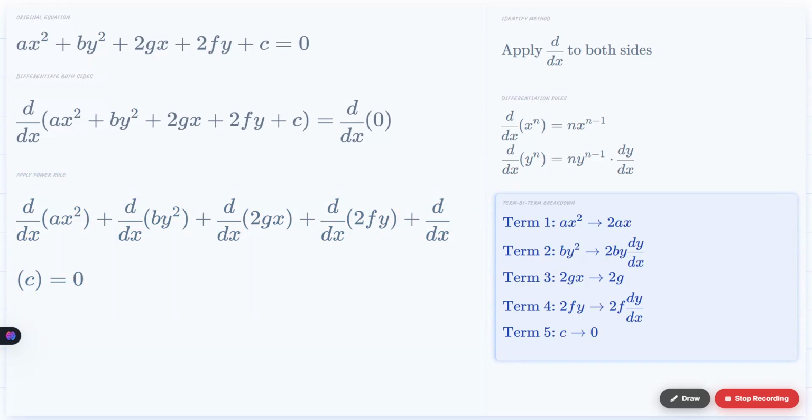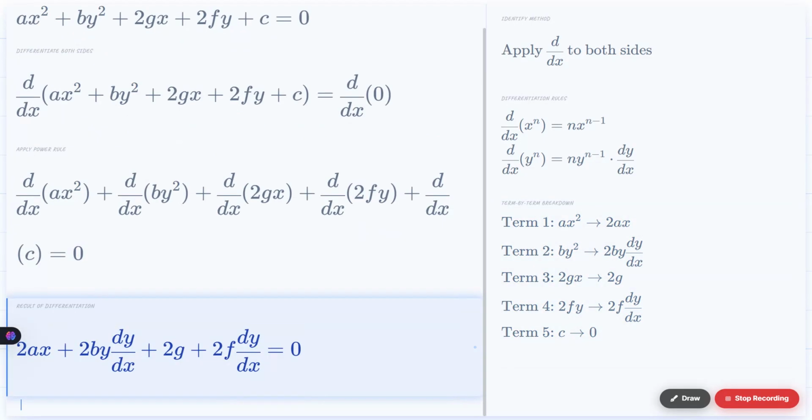We find that x squared becomes 2x and y squared becomes 2y times dy/dx. We also find that 2x becomes 2 and 2y becomes 2 times dy/dx, and 0 becomes 0. We do this to see the new value for every part. This follows the power rule for each piece. We write the result as 2x plus 2y times dy/dx plus 2 times dy/dx equals 0. We do this to show our new equation. This is the result of changing all the terms.